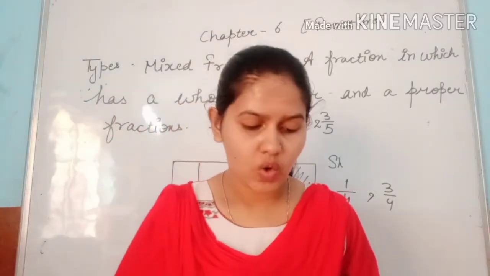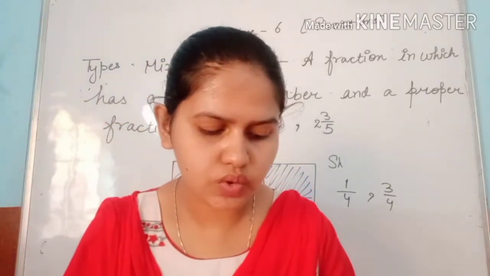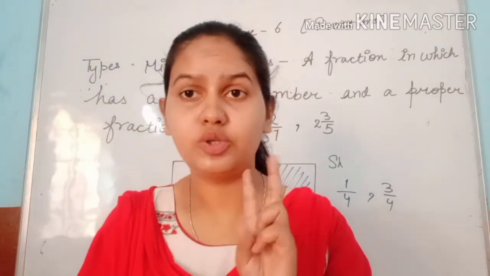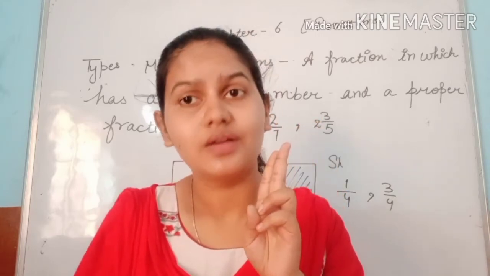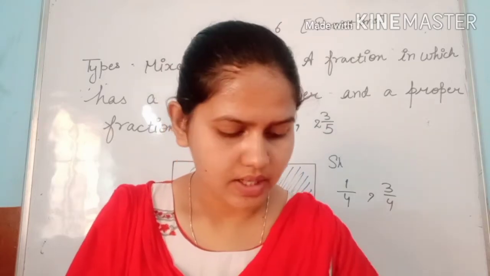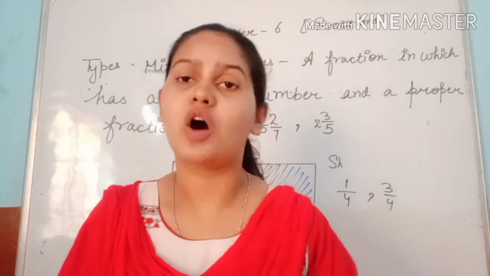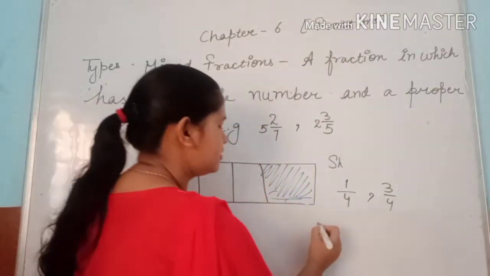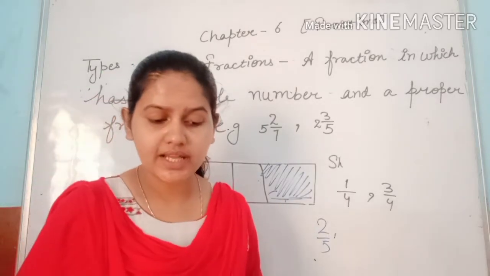And the B, how many triangles are given to us? 1, 2, 3, 4, 5. And 2 are shaded, right? 2 shaded means the numerator, right? And the second one is the denominator. The denominator is 5. And how much is shaded? 2. So how will we write it? 2 over 5, right? And come to the next one.